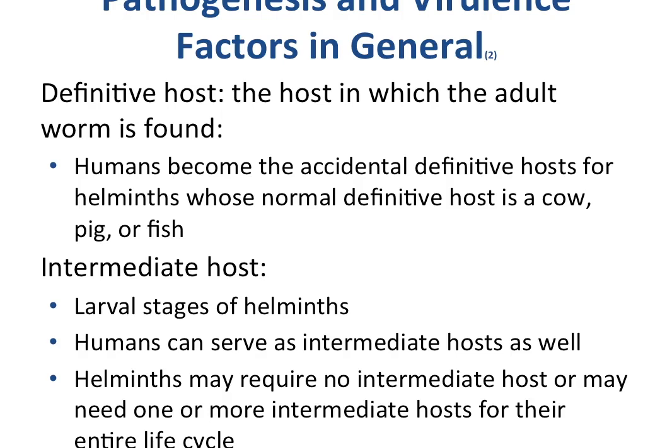The definitive host is the host in which the adult worm is found. The human could be an accidental definitive host for the helminths. The intermediate host is a host for the larval stage of the helminths. The human can be the intermediate host as well.